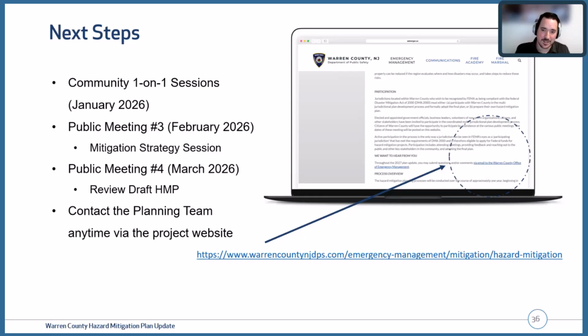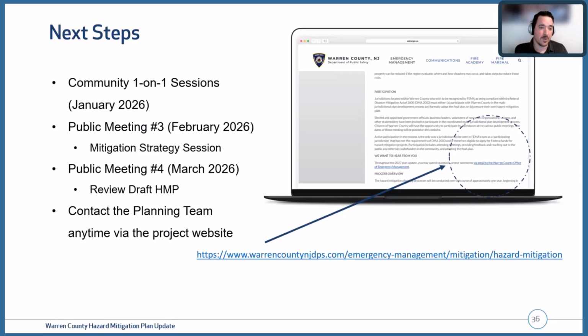As far as next steps of the plan, in January we'll be meeting with the communities one-on-one. We'll sit down with them to go over their personal and individual hazards and mitigation strategies. We'll look at the previous plan, see if they had completed any of the strategies they had written in the plan, and if they want to change them, add new ones, or remove old ones. That's what we'll be talking about with them come January.